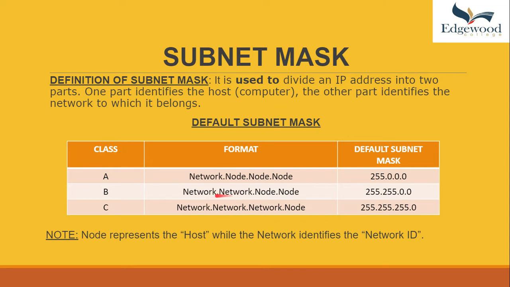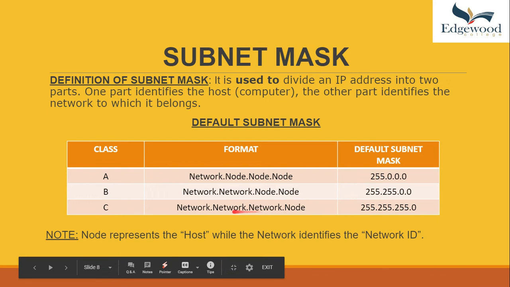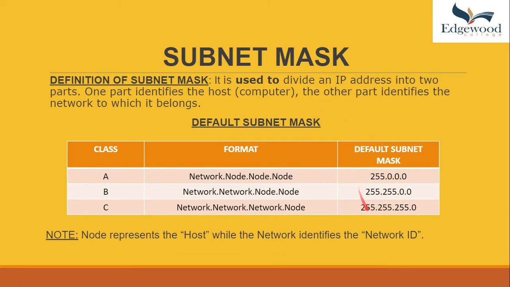Likewise, this one here represents what? Network ID. This node here represents what? Host ID. This one here represents what? Network ID. This one represents what? Host ID. So you should understand that. Know this at the back of your mind. It is very, very important.